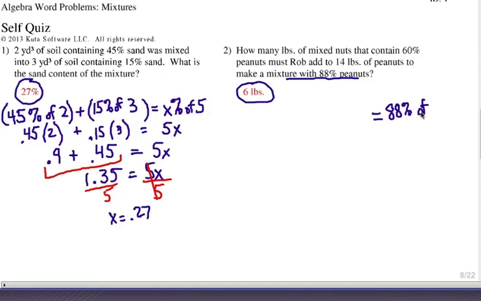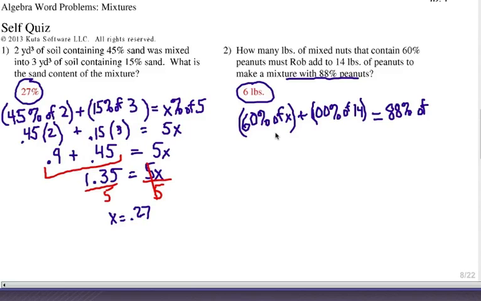I'm going to zoom out a little bit here. 88% of the unknown total amount of pounds. Well, let's back up a little bit. In the first bag, we have x, 60% of x. We don't know the amount in the first bag, so 60% of x. All right, we're going to add that to 14 pounds of peanuts. Now that's going to be 100% of 14 pounds.